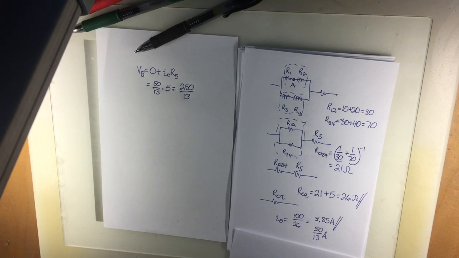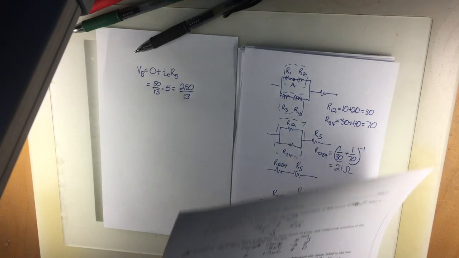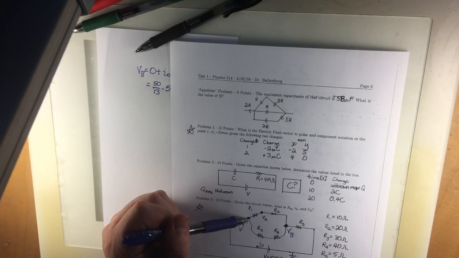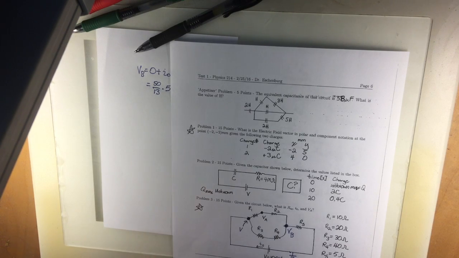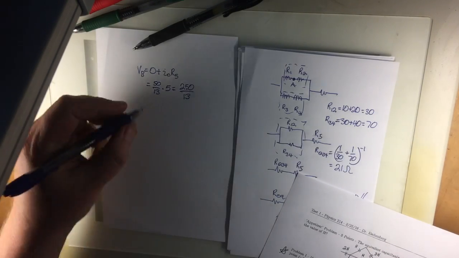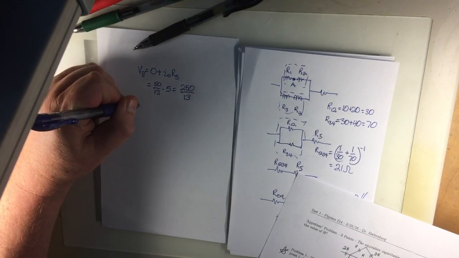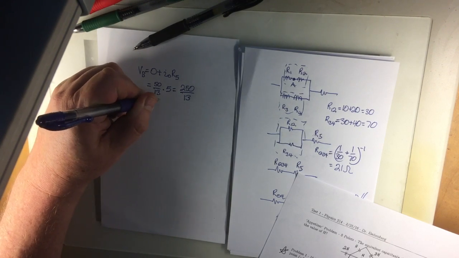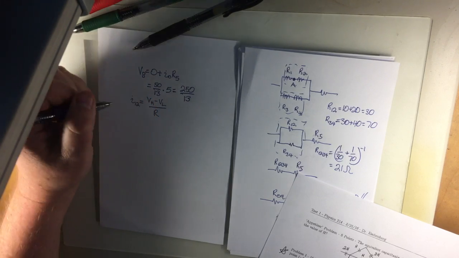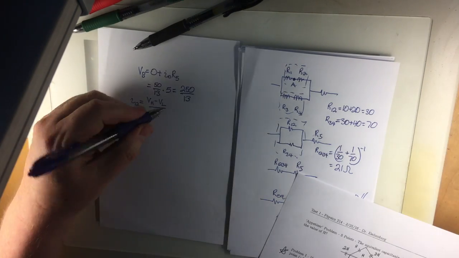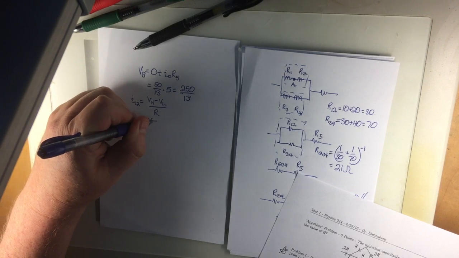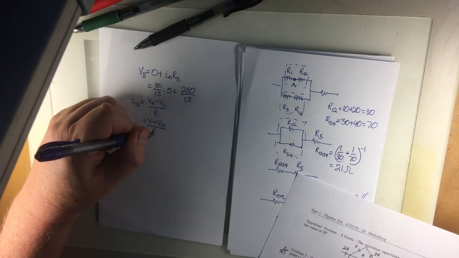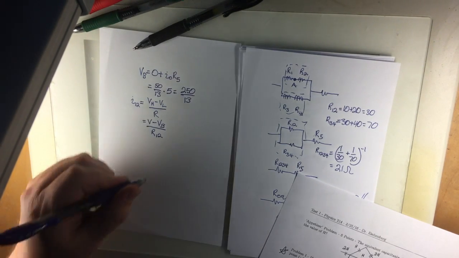(19.23 volts). So what's the purpose of understanding VB? Well, if you understand VB, you can now get the current going through R1 and R2. So I'm going to call this I12. I12 is V high minus V low divided by the resistance of 1 and 2. V high is V, V low is VB, the resistance of 1 and 2 is R12, or just the sum.